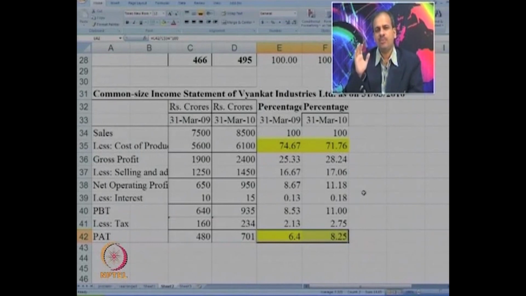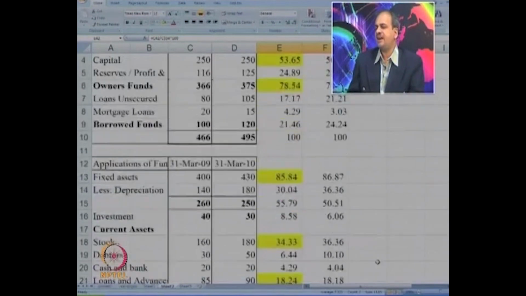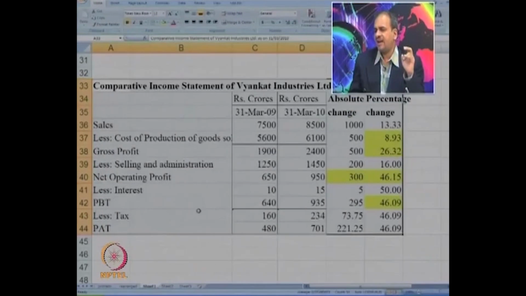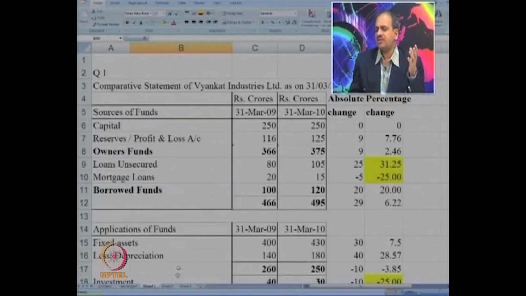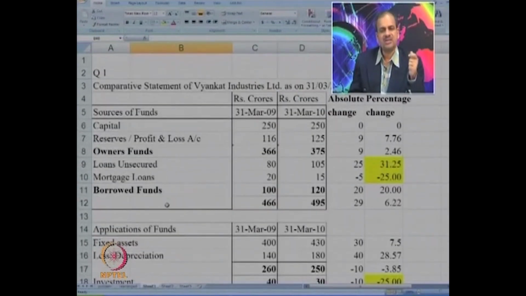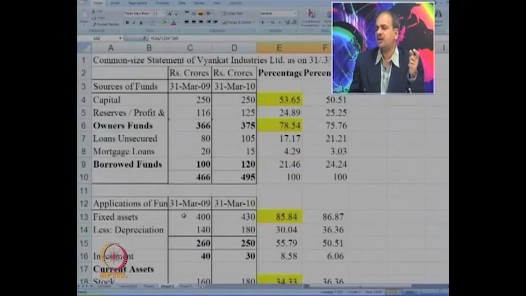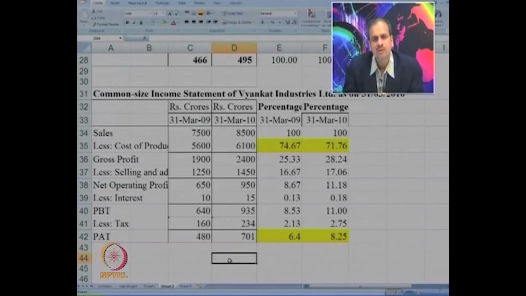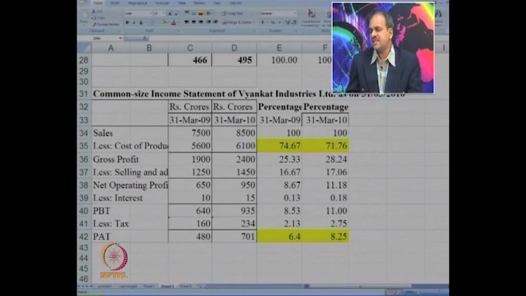Now, here we have tried to make a common size income statement. Is it clear to everyone? Okay. Now, let us try to understand. So, two major techniques we have done. First we learned the comparative statement, and the second we have also learned the common size statement. I hope it is clear to you. Okay. Let us try to understand the third technique, which is known as ratio analysis.